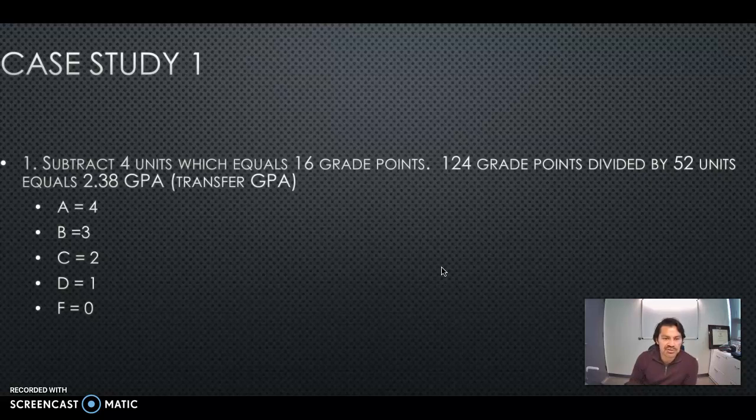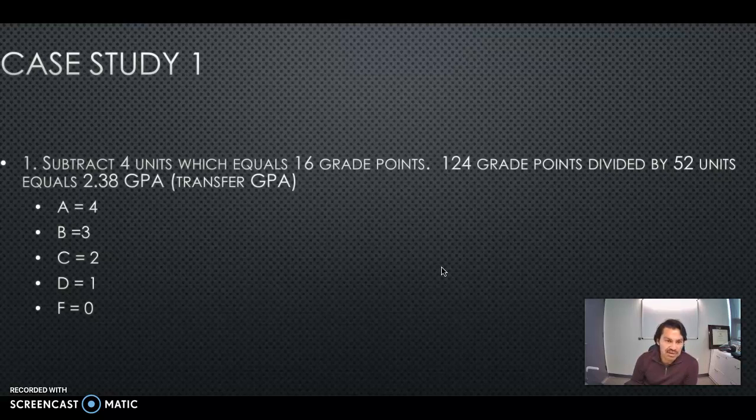So the first thing you got to do is figure out how many total grade points he had. So you multiply 56 by 2.5, because 2.5 was his GPA, and you get 140 points. But we're subtracting 16 grade points because we have to remove 4 of those activity units, which aren't going to transfer. So you take the 140 points and subtract 16 grade points from that, which leaves you with 124 grade points.